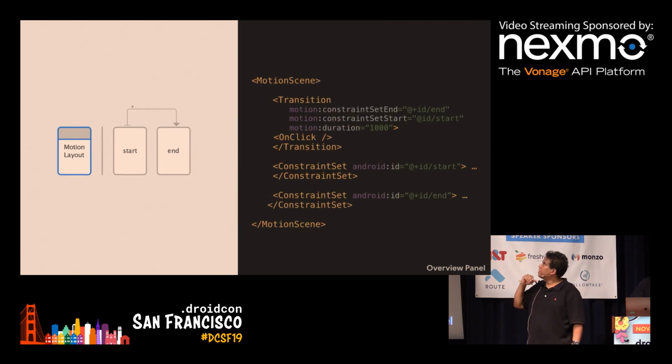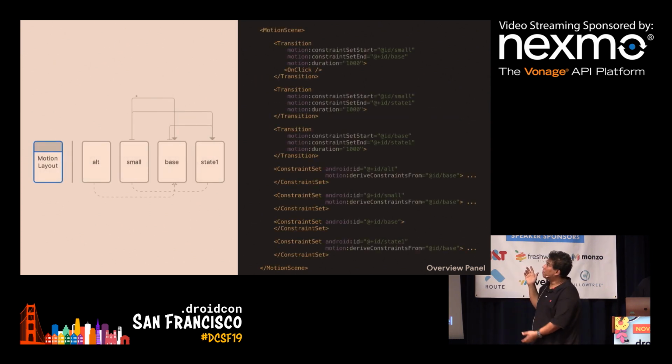One of the cool things about this system is we're trying to map the code as directly as possible so that when you look at what you see on the left, you can envision what the code is going to look like. In this particular case, you see we have two constraint sets, start and end, and we have one transition from start to end, and you're seeing it's all there. The little dot is the on-click. It has that on-click tag right there.